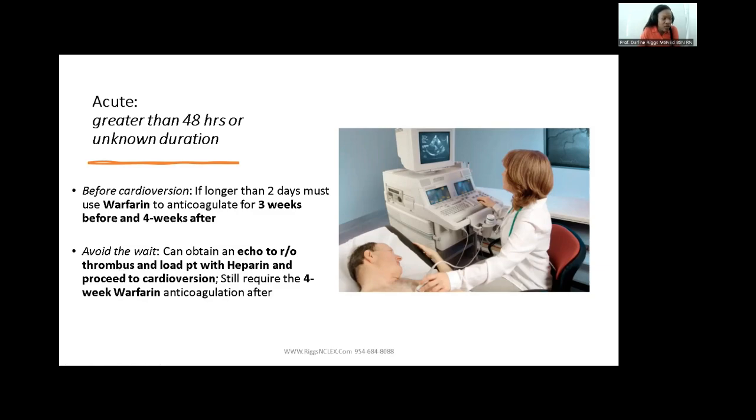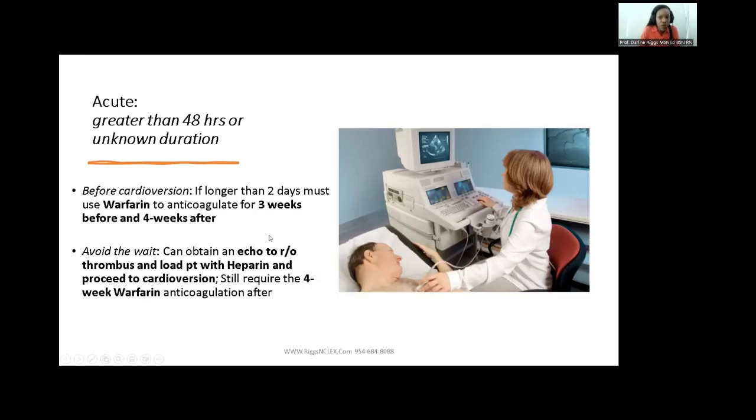So the client will be on thrombolytics, they'll be on heparin, they'll be on Coumadin, and we want to be ready for cardioversion. So again, it differs. Is your client within 48 hours or after 48 hours? The treatment is very, very much different.